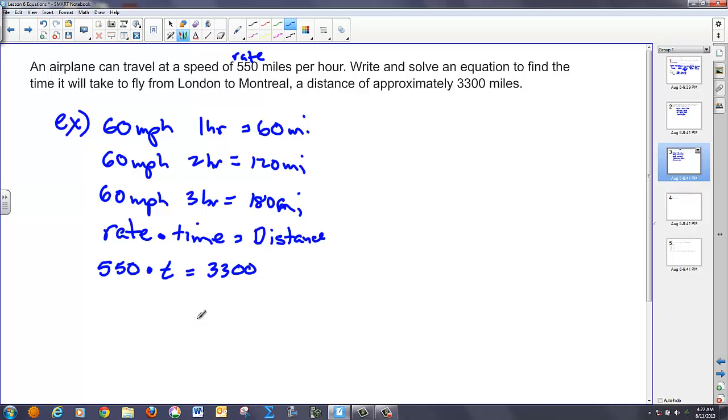So now I need to find out 550 times what's going to equal 3,300. My guess is 6, just because I know 500 times 6 is 3,000. So I'm going to do this by guess and check because we haven't showed you how to solve an algebraic equation yet. Although most of you, I'm sure, have seen this before. But we'll say t is equal to 6, and let's label that properly because we're talking about a time. It should be hours.